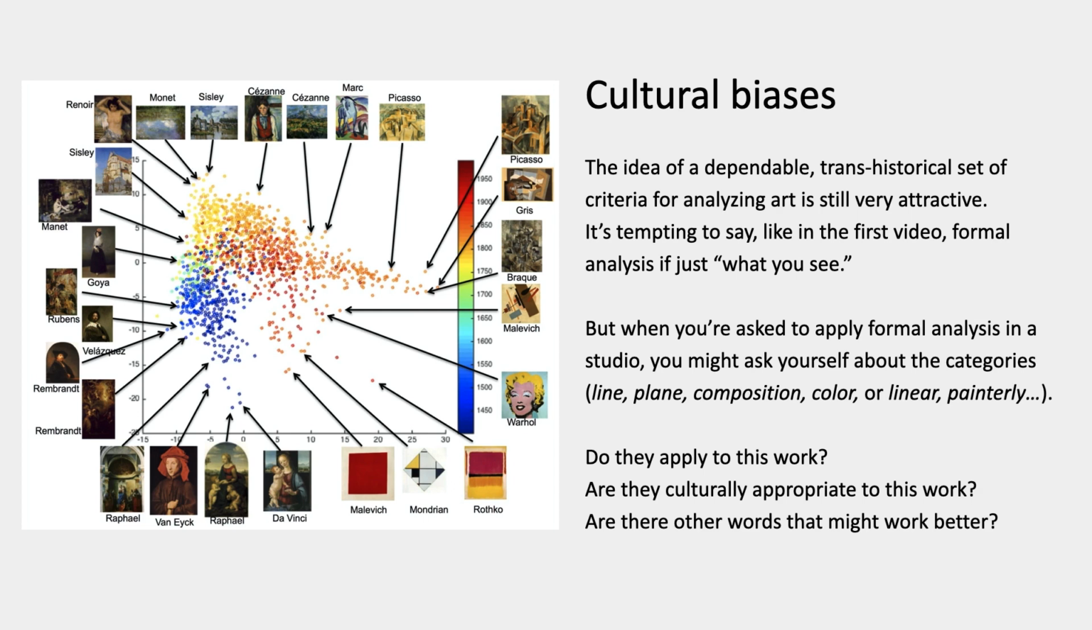It's very tempting to say, like in that first video, that formal analysis is just what you see. But when you're asked to apply formal analysis in a studio setting, you might ask yourself about the categories, whatever they are in the studio in that day, line, plane, composition, and so on. You could ask, do they apply to this work? Are they culturally appropriate to this work? Are there other words that might work better? And in a kind of an overarching way, you might also ask, why is it the best thing to do to start with what you see? Why not also, or why not start with what you feel, for example?